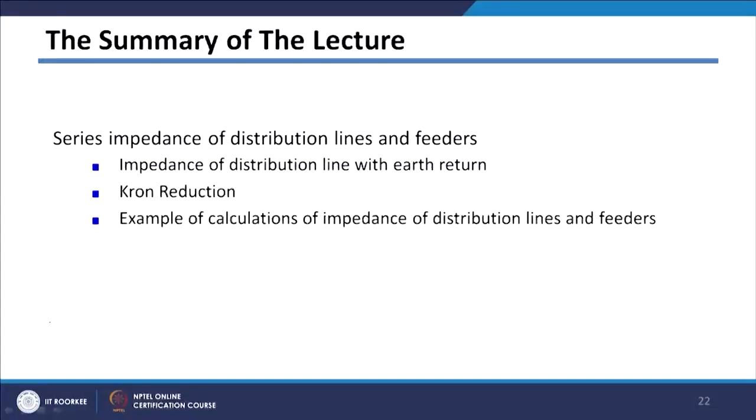So, in summary of today's lecture, we have seen the calculation of series impedance of distribution lines and feeders. Specifically, we have seen this calculation for systems consisting of earth return current. If there is earth return current, we have seen that we can use Carson's equations, and we have derived these Carson's equations and the modified form of Carson's equations, and we have seen that they can be used to calculate the impedances of a distribution line with earth return.